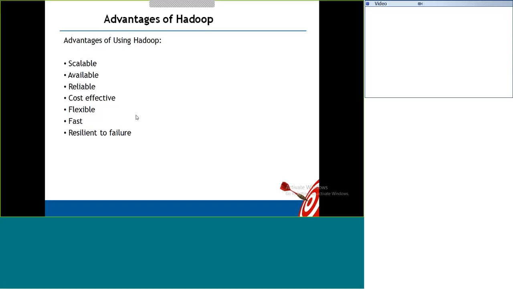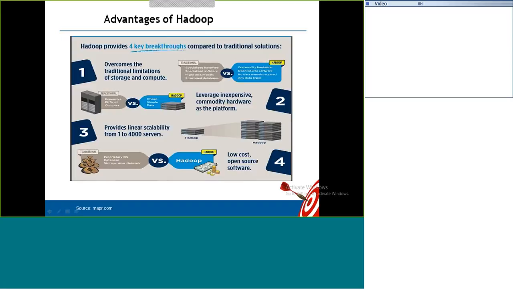So because of all these advantages, companies are aggressively moving towards using Hadoop for their big data needs. Clear about the advantages? Why companies are? Because we are talking about the statistics, how many billions of dollars will be spent in future.